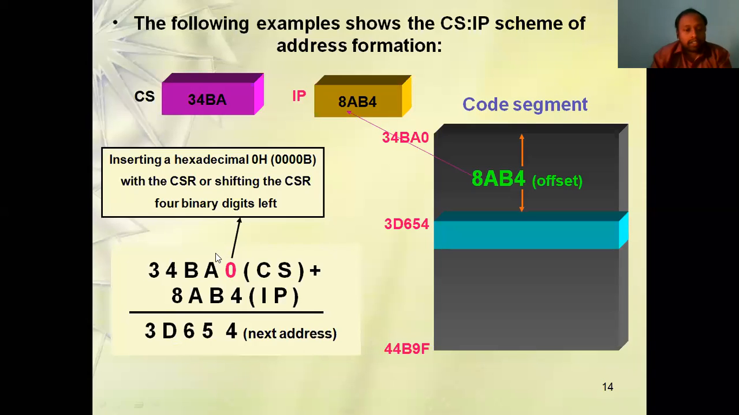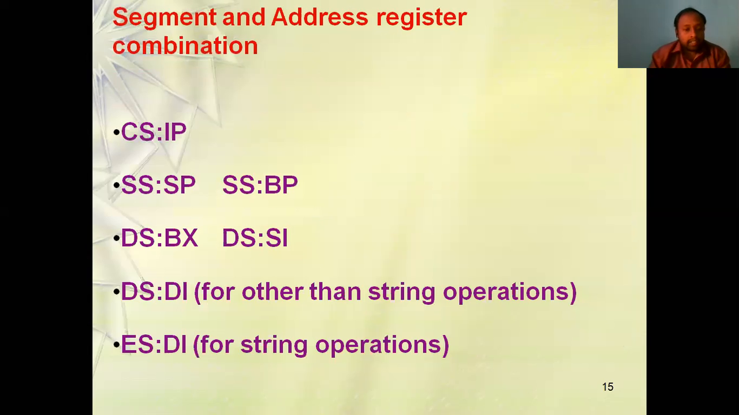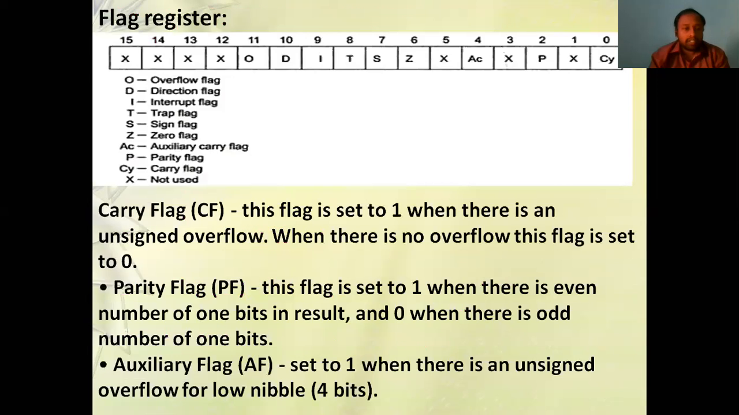This is the calculation of how we do it. The 20-bit address is divided into two addresses: one is the segment address and the other is the offset address. The combination of these two makes the 20-bit address. The segment address is stored in the code segment or data segment registers, and the offset address is stored in the instruction pointer, source index, and other index and pointer registers. This is how the address is divided and how we can access it.